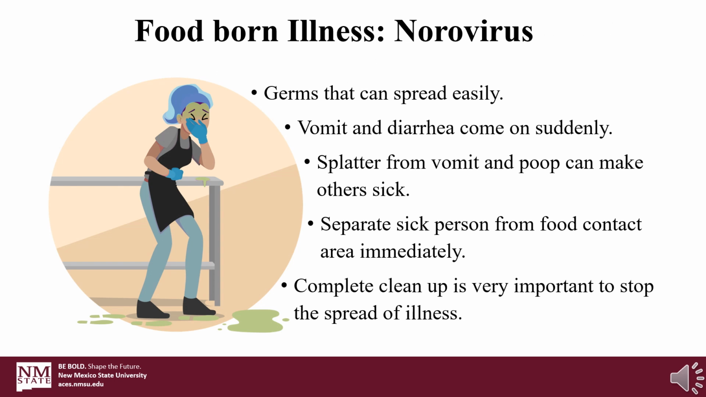Norovirus is an example of a foodborne illness that spreads quickly and easily from a sick person to others. Norovirus symptoms include germs that can spread easily. Vomit and diarrhea come on suddenly. Splatter from vomit and poop can make others sick. Actions that need to be taken are: separate the sick person from the food contact area immediately. Complete cleanup is very important to stop the spread of illness.